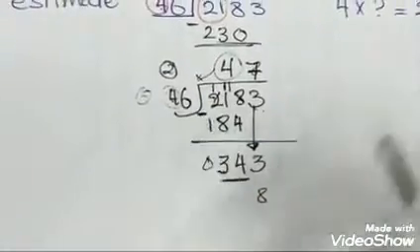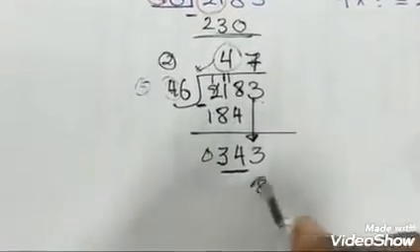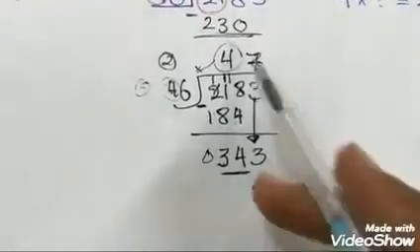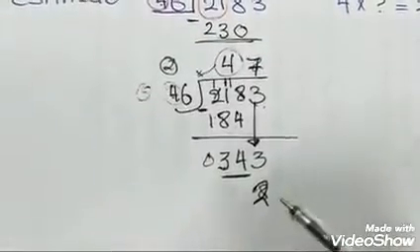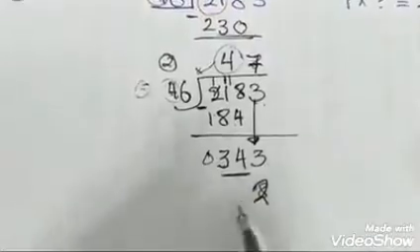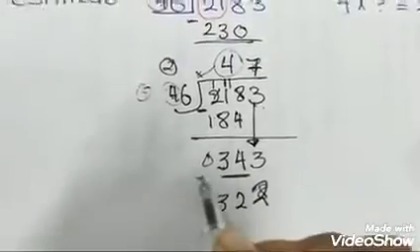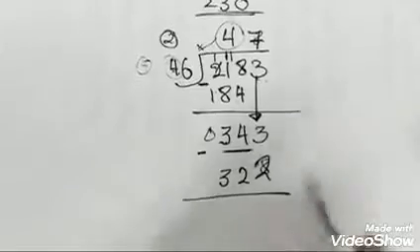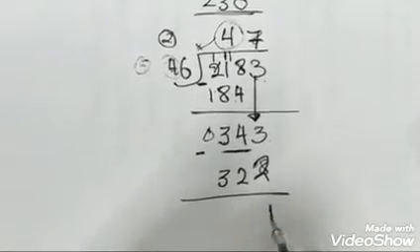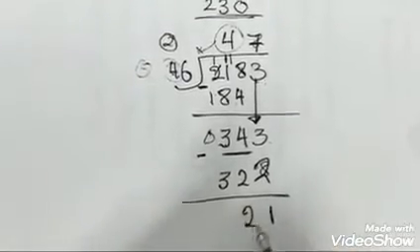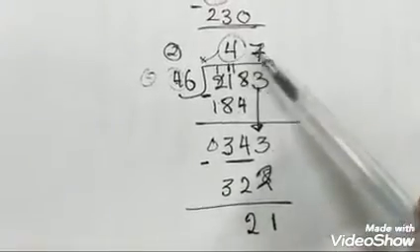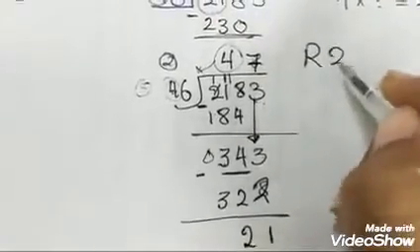7 times 6, it's 42. 2 and have the 4. 7 times 4 equal 28. 28 plus 4, I will have 32. Now subtract. 3 minus 2 equal 1. 4 minus 2 equal 2. 3 minus 3 equals 0. So I have a quotient of 47 and remainder of 21.